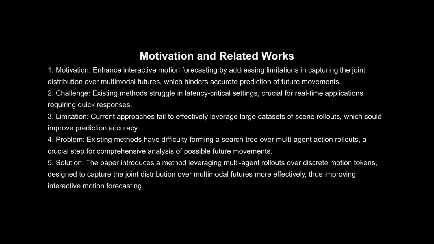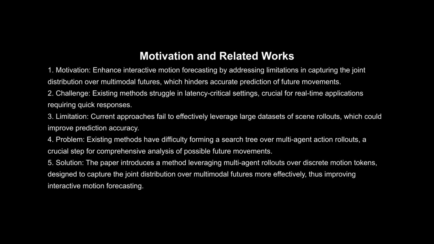Moreover, existing methods struggle to form a search tree over the multi-agent action rollouts. This is a crucial step in the process as it allows for a more comprehensive analysis of possible future movements. The approach detailed in this paper aims to overcome these limitations. It introduces a method that leverages multi-agent rollouts over discrete motion tokens.